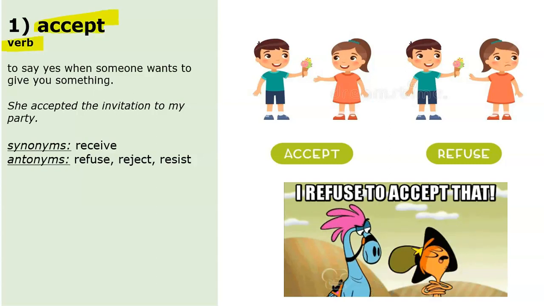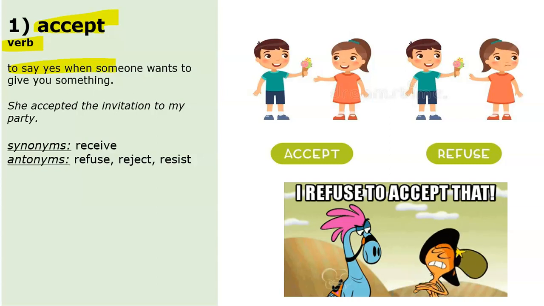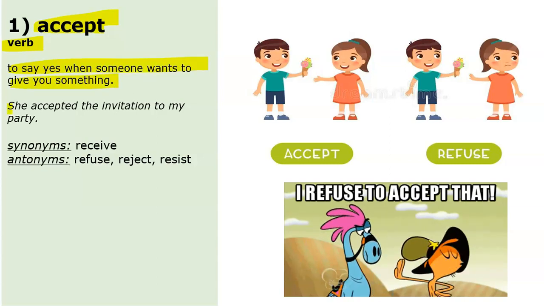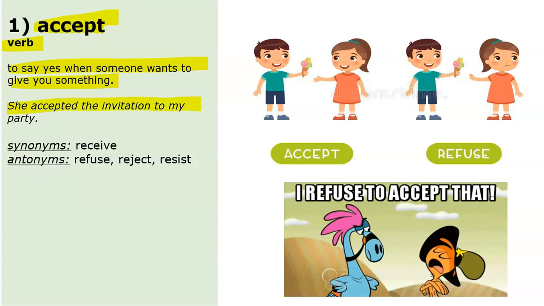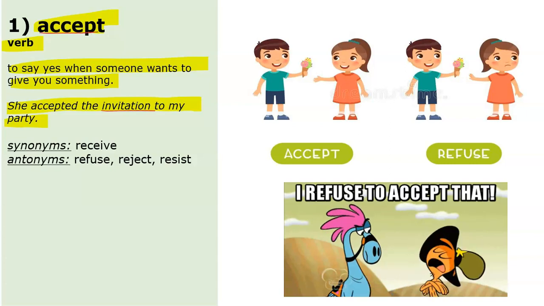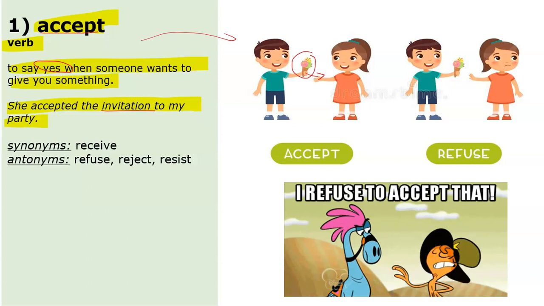Accept is a verb and it means to say yes when someone wants to give you something. For example, she accepted the invitation to my party. So someone gave you an invitation to go to their party, and when you accept, it means that you say, yes, I will go to the party. Here, the boy is giving the girl some ice cream, and she will accept. She will say, yes, I want to eat this ice cream.